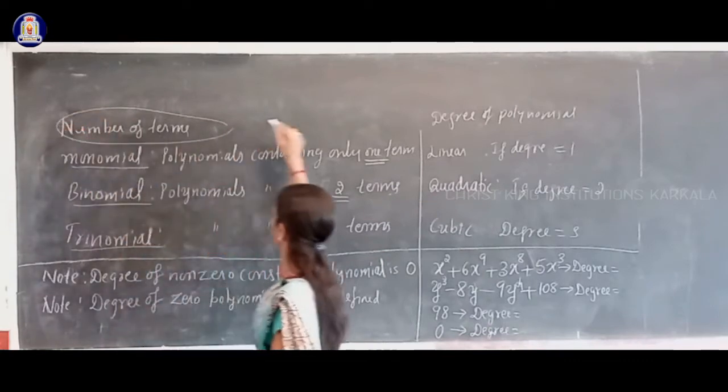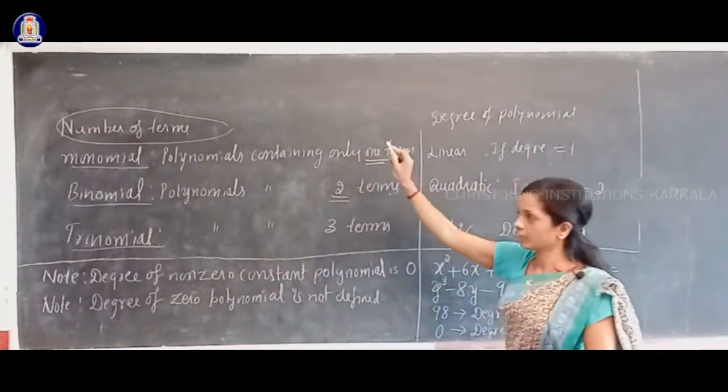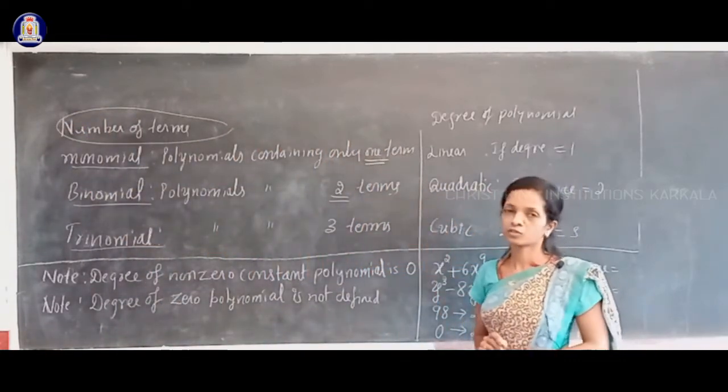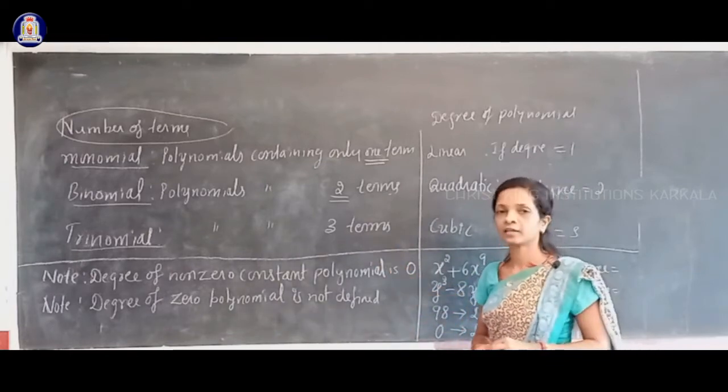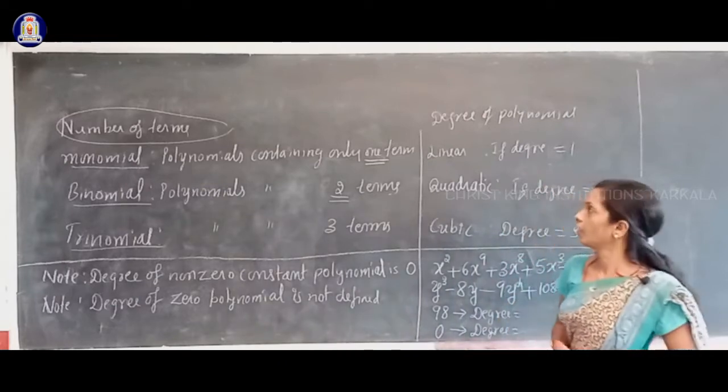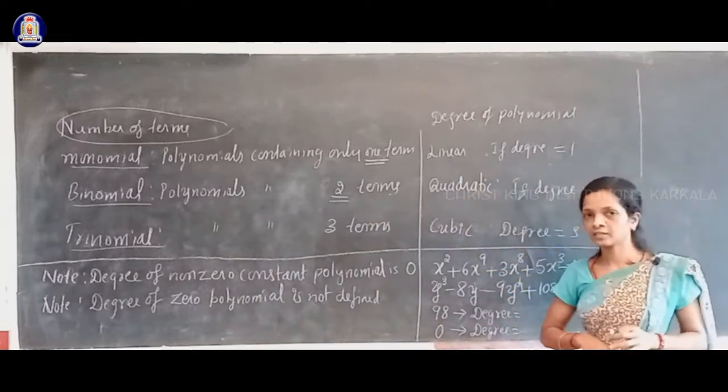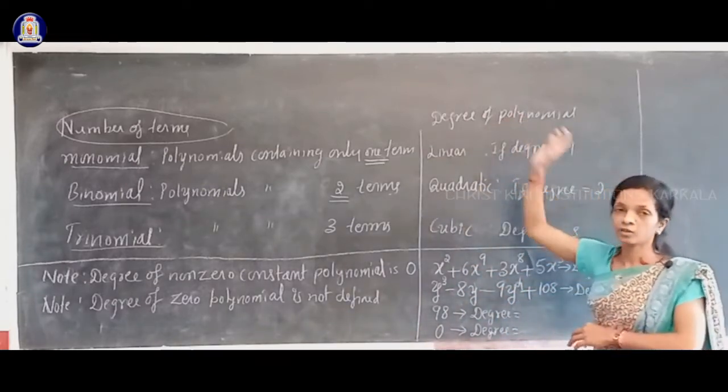If the number of terms is 1, then monomial. If the number of terms is 2, then it is binomial. If the number of terms is 3, then it is a trinomial. And next you have again three types, but that depends on the degree of the polynomial.